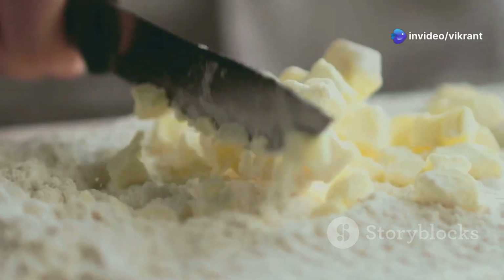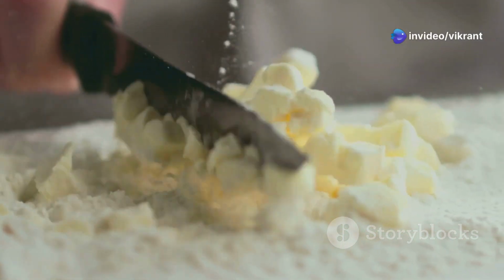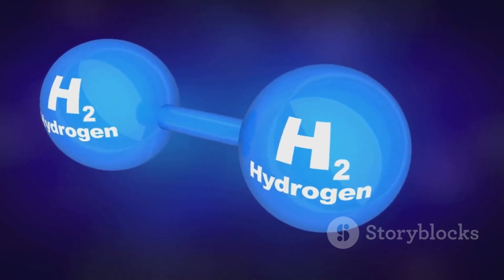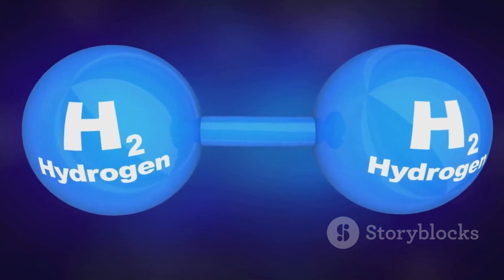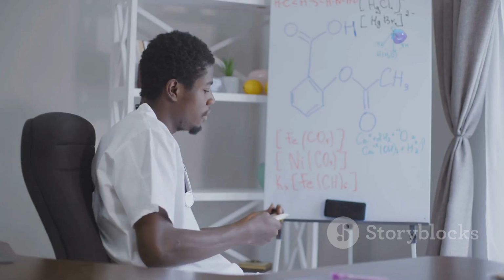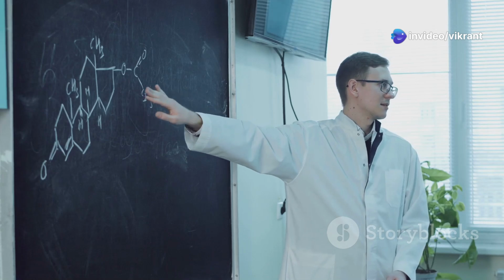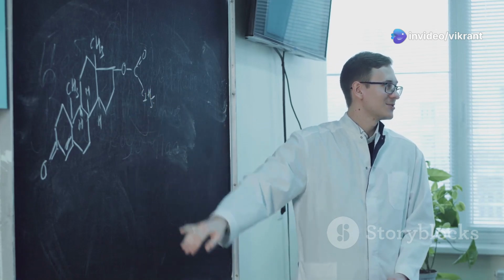where unsaturated fats are converted to saturated fats through hydrogenation. Chemically, hydrogenation involves the addition of hydrogen, H2, across a double or triple bond. Let's visualize this with the help of an example. Consider ethene, the simplest alkene, with a double bond between two carbon atoms.